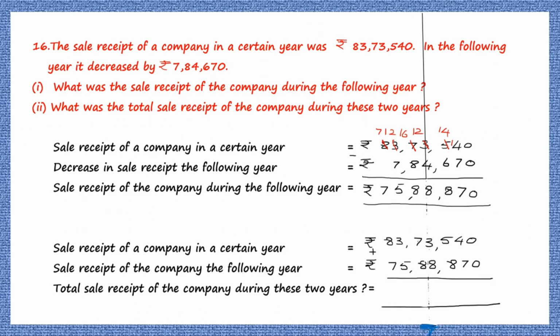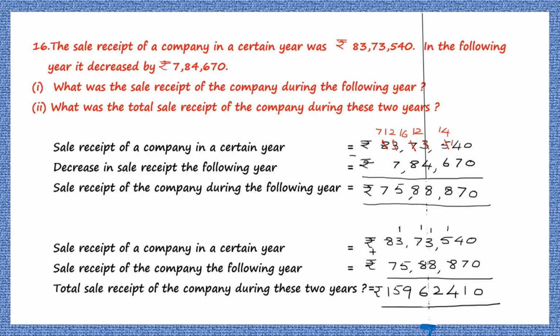So this is plus. So 0, 4 plus 7 is 11, carry 1. 5 plus 1 is 6. 6 plus 8 is 14, carry 1. 3 plus 1 is 4. 4 plus 8 is 12, carry 1. 7 plus 1 is 8. 8 plus 8 is 16, carry 1. 3 plus 1 is 4. 4 plus 5 is 9. And 8 plus 7 is 15.